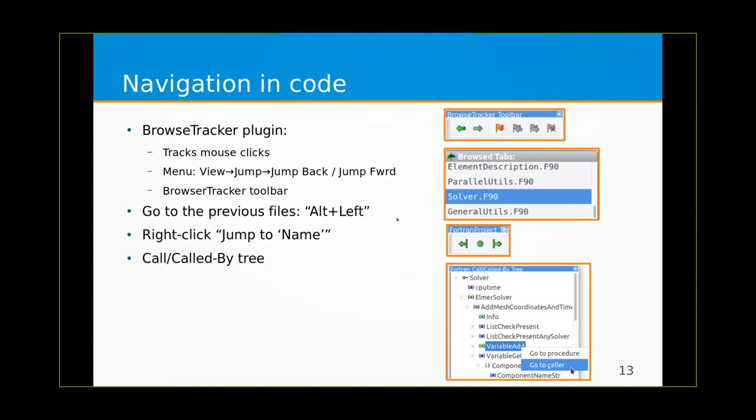What are the possibilities for navigation? First, the browse tracker plugin. It tracks mouse clicks, and using this toolbar, we can navigate through the history of these clicks. The second possibility is to use this keyboard combination, then a small window appears with a list of files where we were, and we can quickly jump back to the previous file. Then there is the possibility to jump to some item in the code; these jumps are tracked by the FortranProject plugin, and we can navigate through the history of these jumps using this toolbar. And as already mentioned, there is the called-by tree, which we can use to navigate through our code.